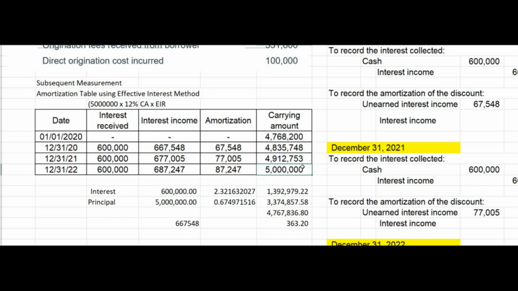Okay? So, again, let's go back to how we computed this amortization table. We'll start with your carrying amount on January 1, 2020. This amount is multiplied by the effective interest rate. As mentioned, it was 14%. So, it arrived at this amount, 667,548. This amount here, we just deduct from the interest that you receive. So, this is the amortization. The amortization, we add to the carrying amount, so that for the next year, this is the base amount.